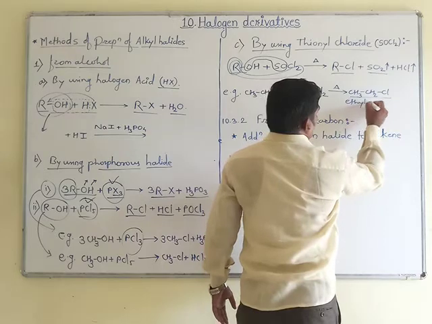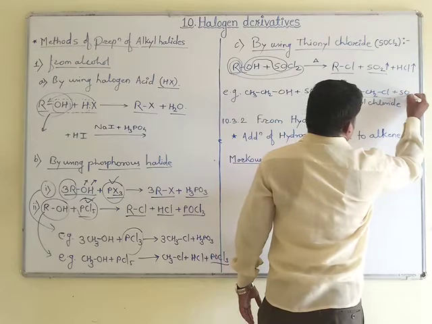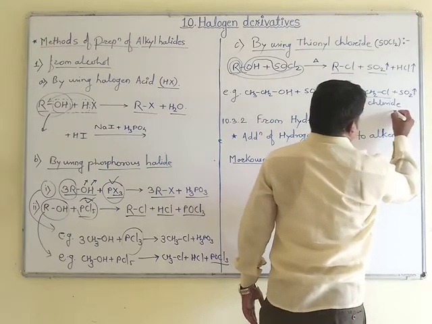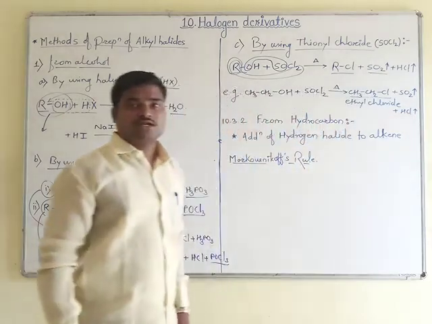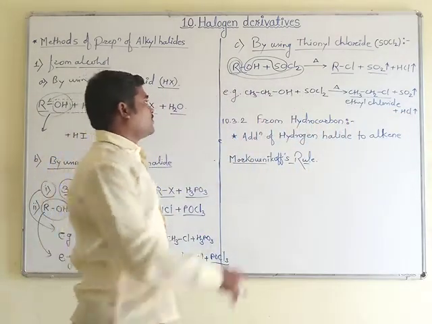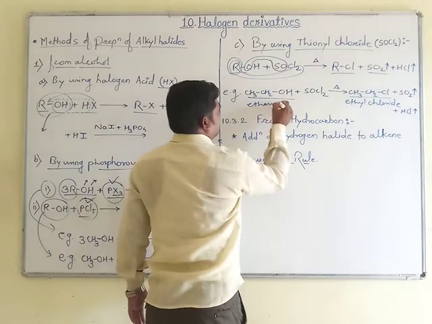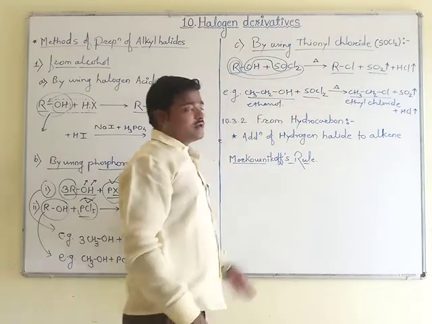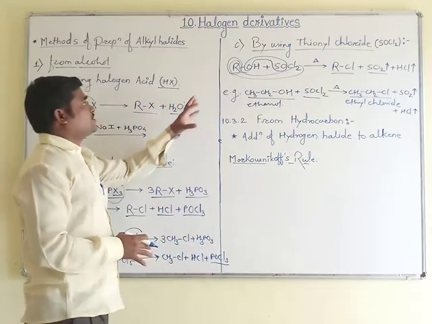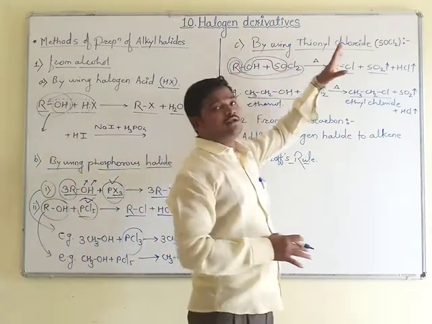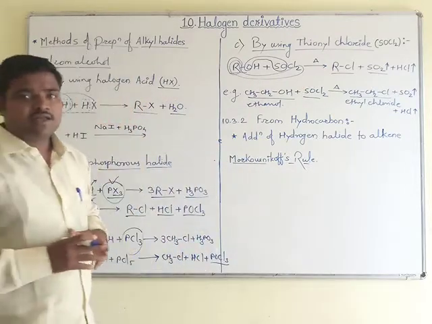What is the name of this compound? Ethyl chloride. Okay. Again, the side products are sulfur dioxide in gaseous form as well as HCl, which again escape out in this reaction. So this is the example of ethanol, in the presence of thionyl chloride we get its corresponding ethyl chloride. Okay, so this is the third method of preparation, that is by using thionyl chloride. You can also replace the R group by any alkyl group.